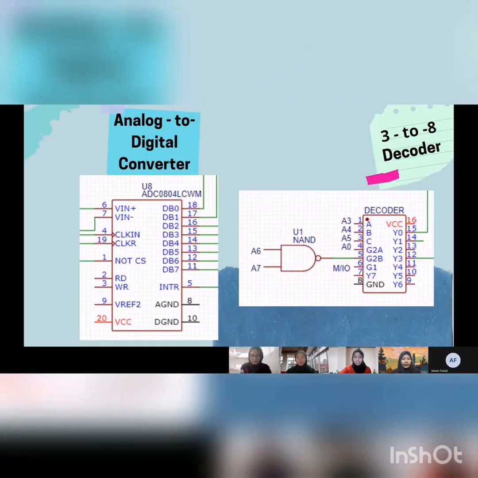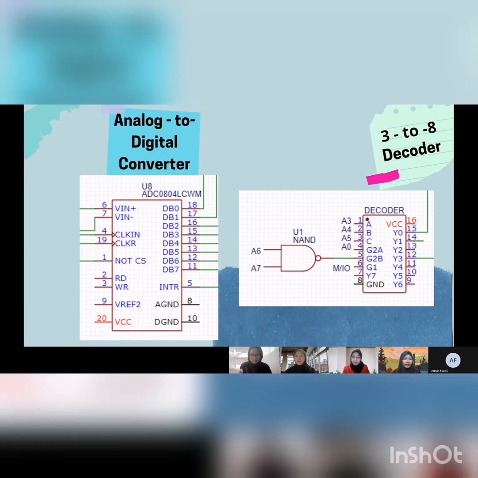We also include an analog to digital converter in our circuit design. Based on the circuit, the temperature sensor will be connected to the ADC. Then the ADC will convert the analog signal received from the temperature sensor into a digital signal for the PPI 8255.